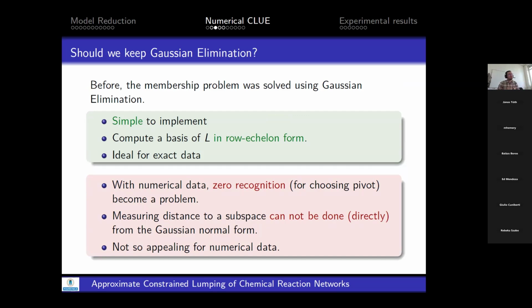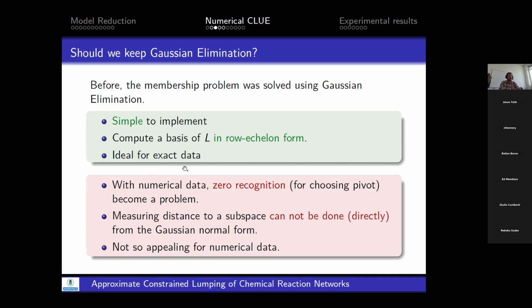As I was saying before, we were using Gaussian elimination to do this check, right? We were checking if something is in the space using Gaussian elimination. We have a basis, and we perform Gaussian elimination on our vector. If we get all zeros, it's in the space, we are done. If you get something that is not zero, then you can add just that vector to the matrix, and it will keep it in a very nice way in the row echelon form. So it's ideal for exact data because you can just do things on the fly, very easy to implement. We know it works, it's efficient, and so on.